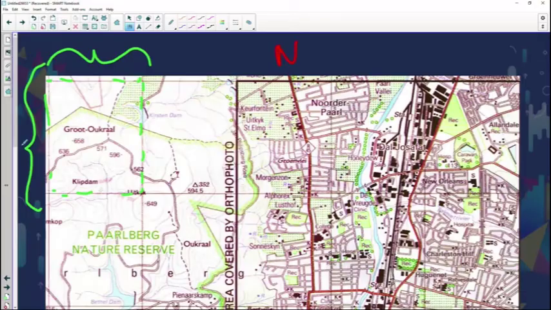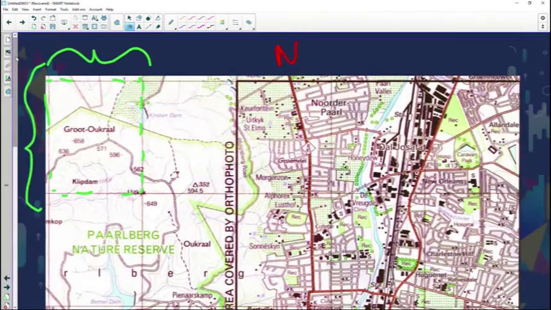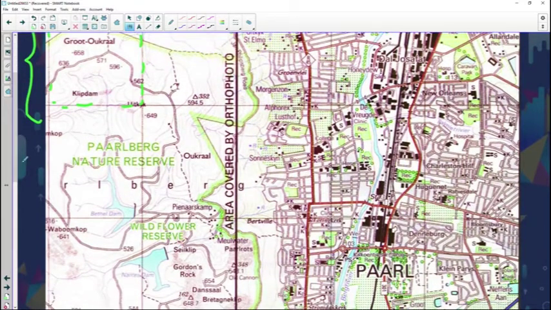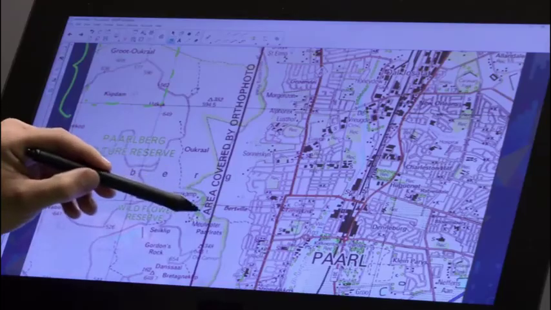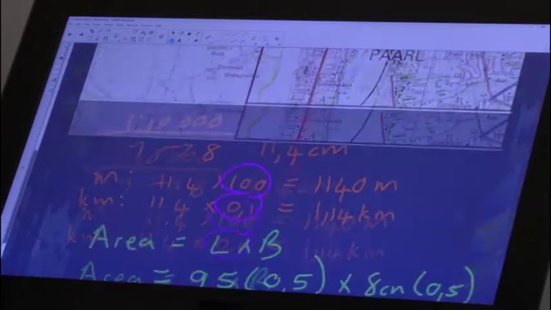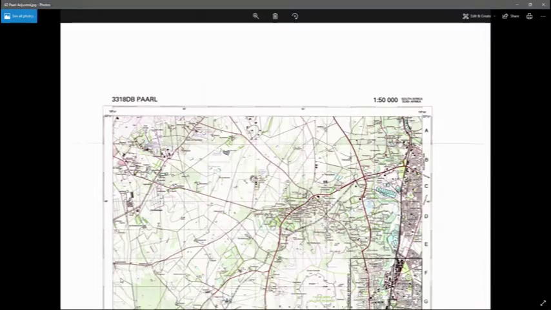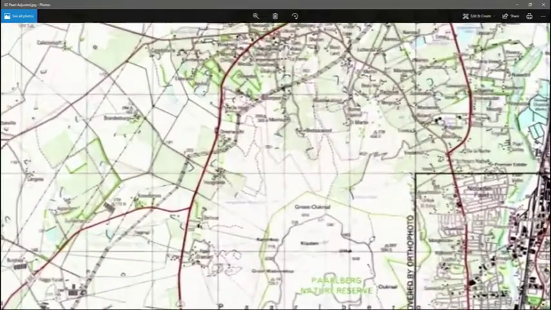Now we've looked at area and we just calculated the area of this grid in square kilometers, and we've got an answer of 19 square kilometers, as you can see on the bottom of the slide. A very popular question regarding area is to calculate the area where the autophoto has been covered, as you can see over there. Now I want you to have a look on the map that we scanned in and see where this area is. The area where the autophoto has been covered is this area over there.